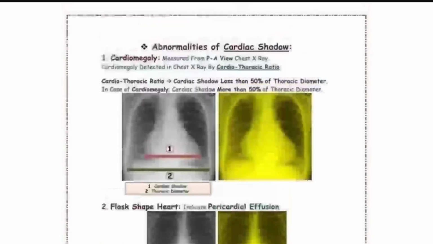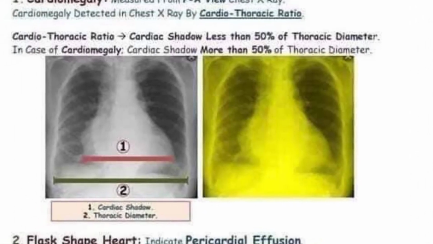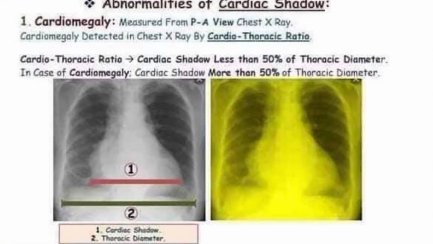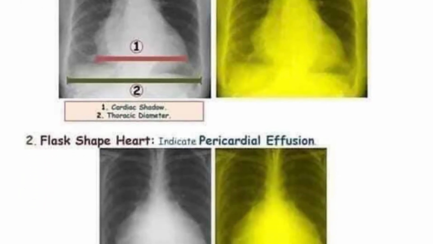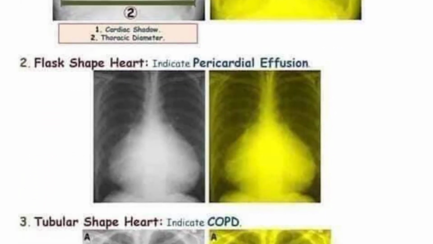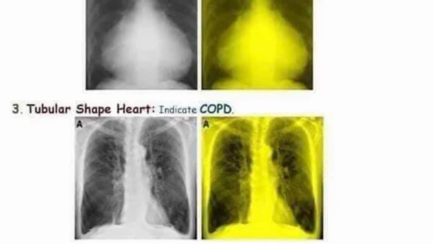Abnormalities of the cardiac shadow. Cardiomegaly is measured from the PA view chest X-ray. Cardiomegaly is detected in chest X-ray by the cardiothoracic ratio. With this method, you can assess whether there is cardiomegaly or the heart size is normal. When there is a flask-shaped heart, it indicates pericardial effusion, and a tubular-shaped heart shows COPD.